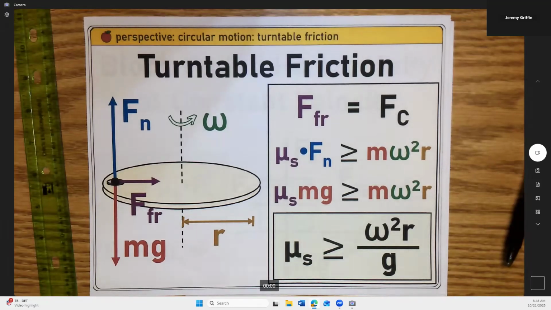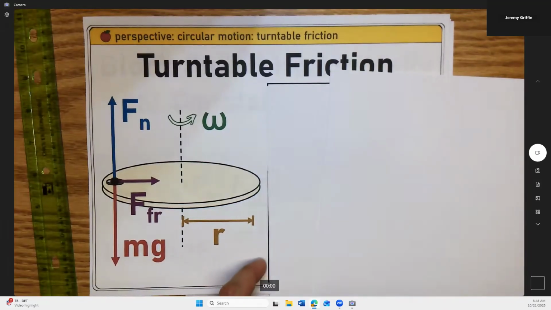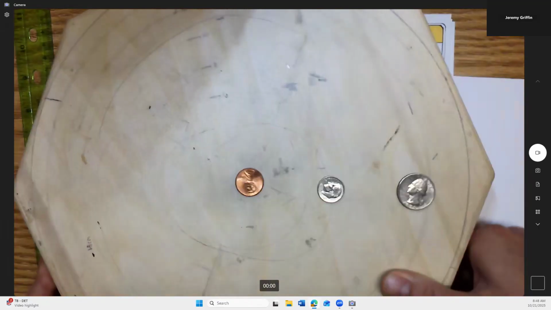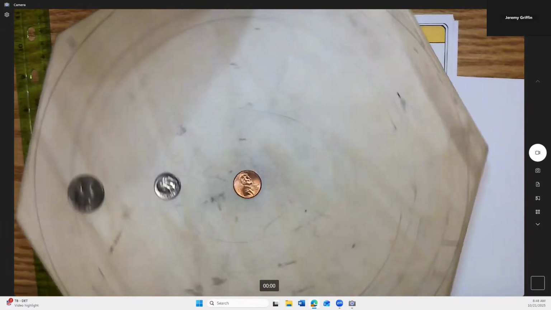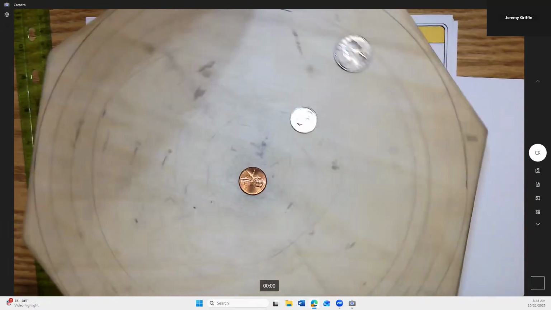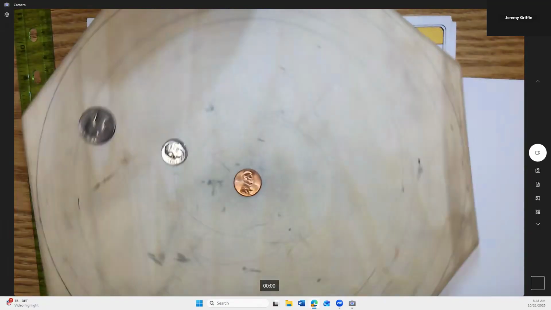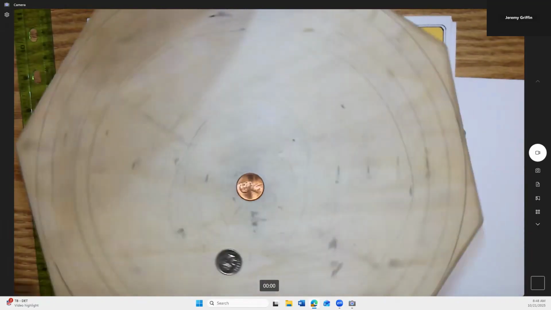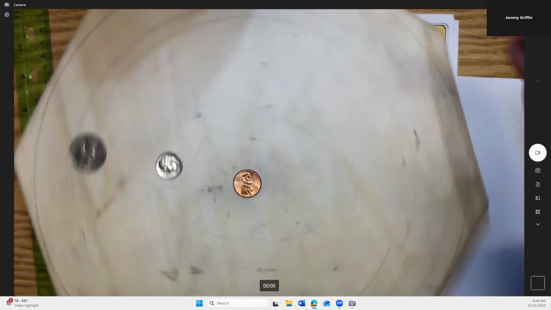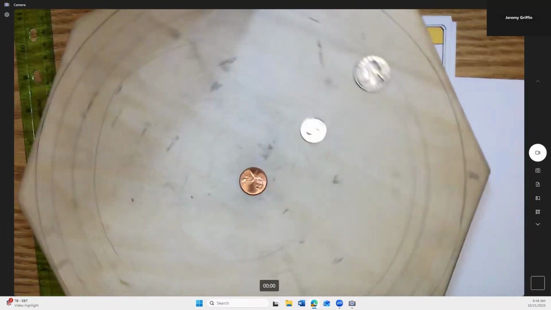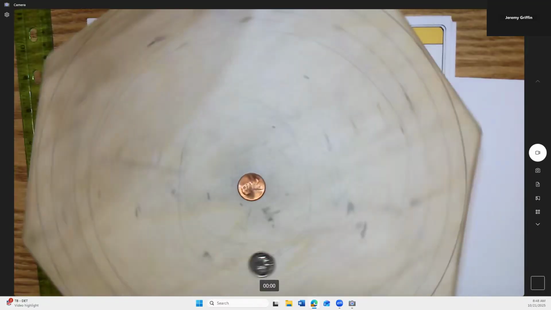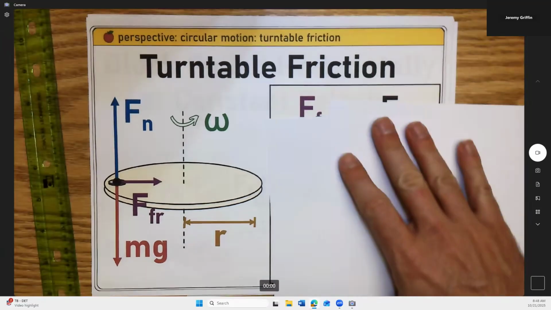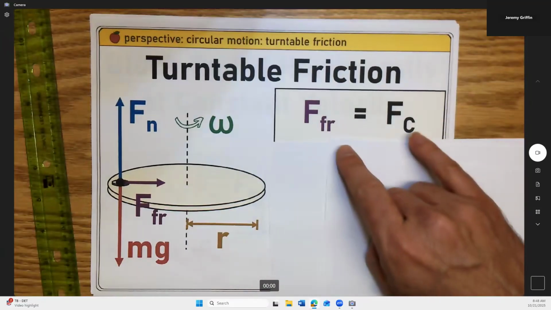Okay, so here's the setup. Guys, what force is keeping these points right here on the turntable? Friction. And whatever force, in this case the friction force, is keeping something moving on a curved path, that's called the what force? Centripetal force. So did you guys just tell me the friction force is providing the centripetal force? That's what you just said, right?